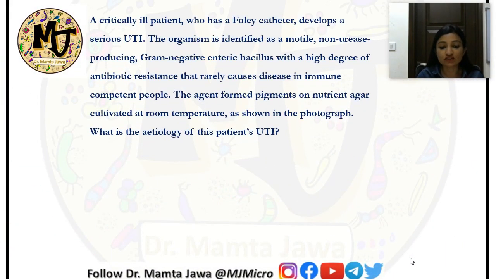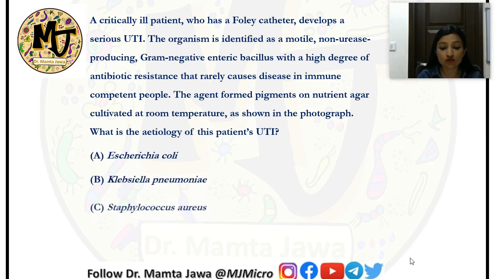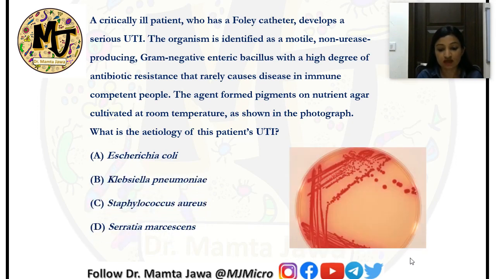A critically ill patient who has a Foley's catheter develops a serious UTI. The organism is identified as a motile, non-urease producing, gram-negative enteric bacillus with a high degree of antibiotic resistance that rarely causes disease in immunocompetent people. The agent formed pigments on nutrient agar cultivated at room temperature as shown in the photograph. What is the etiology of this patient's UTI? So this is the photograph and your options are Escherichia coli, Klebsiella pneumoniae, Staphylococcus aureus, and Serratia marcescens.